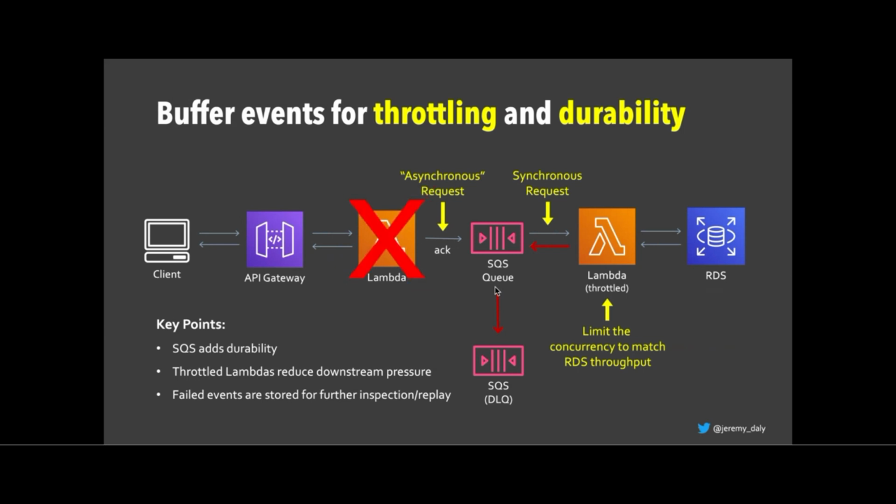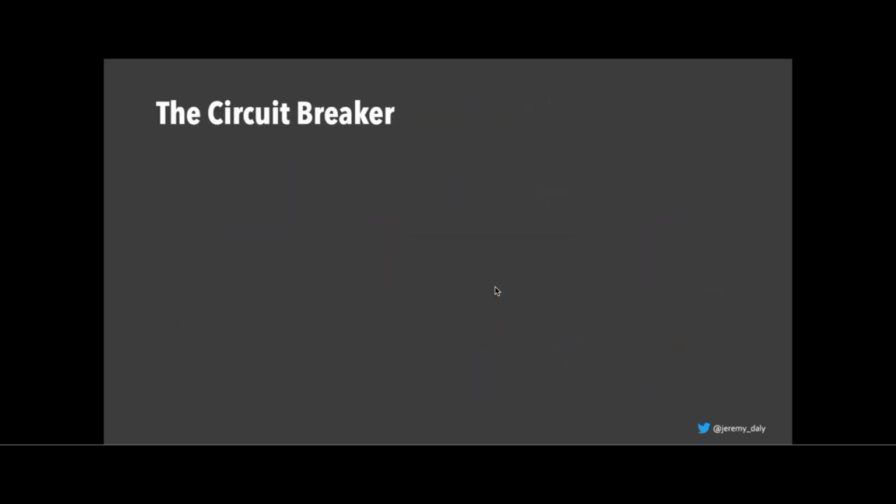Now, one of the things you might notice here is that we actually don't need this Lambda. We can use something called service integrations, and we could write the data directly into the SQS queue since we don't necessarily have to do any transformation. Then we could use that Lambda that we've got throttled downstream to decide whether or not we want to reshape it before we write that data into RDS. But that way it's disconnected.